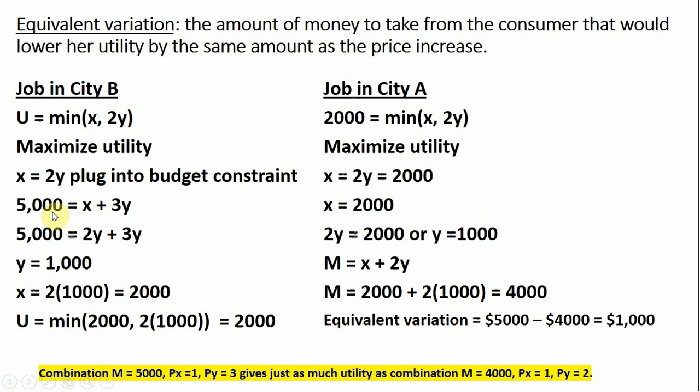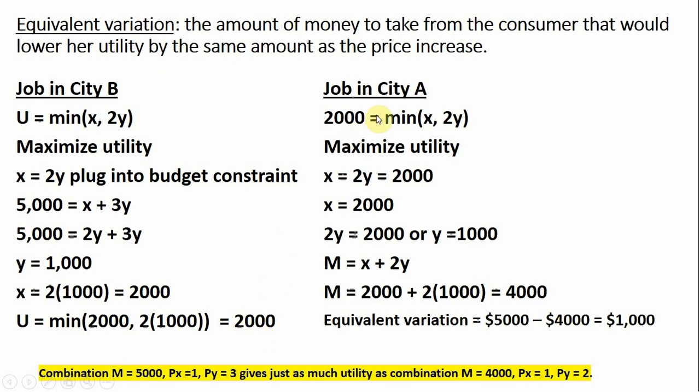The consumer's income in city B, we said, would be $5,000. So the price of good X is $1, the price of good Y is $3. So where I see an X, I'll plug in 2Y. So 5Y equals 5,000, or Y equals 1,000. Plugging that 1,000 up here, X equals 2,000. Evaluating the utility function at Y equals 1,000 and X equals 2,000, the person's utility would only be 2,000 units.